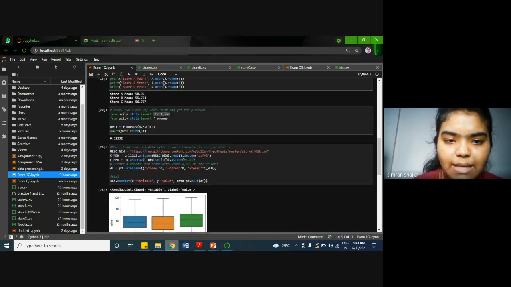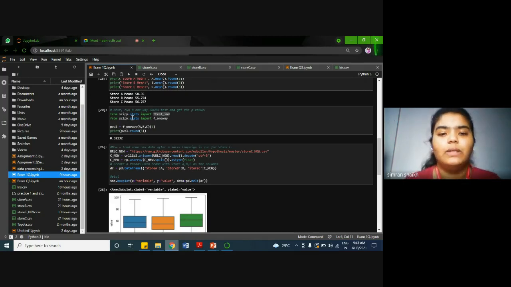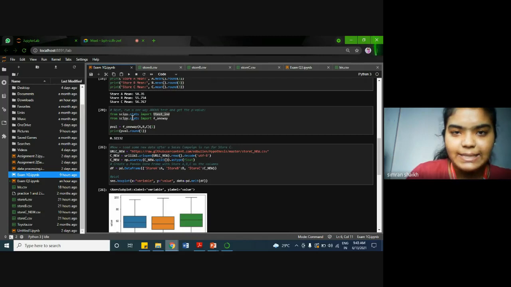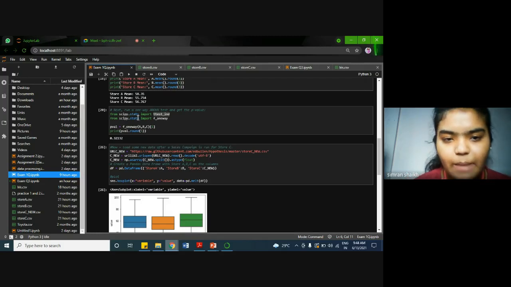Next we are taking the p-value. Here we are going to import the statistics functions. As I told you, we are going to use the scipy.stats library. Here we are importing t-test. As I told you, like ANOVA we have the t-test. So here it is the t-test, and here it is f_oneway, which we are going to use for ANOVA.